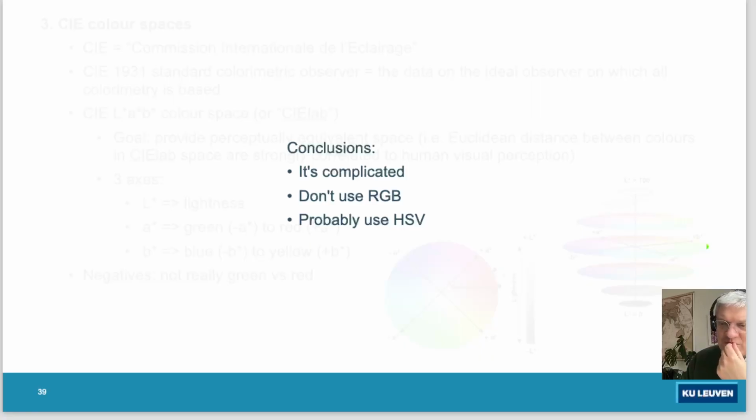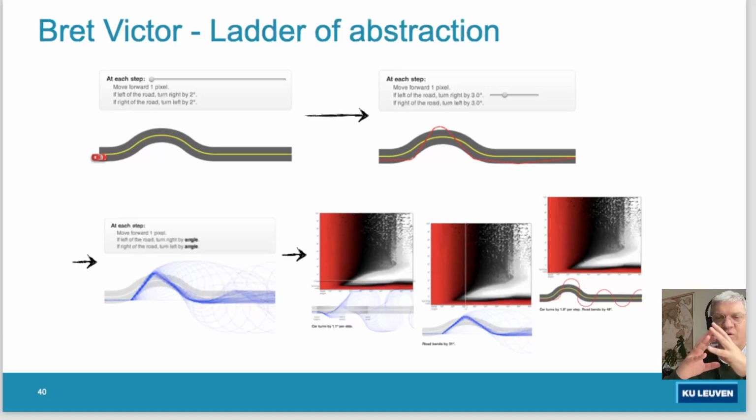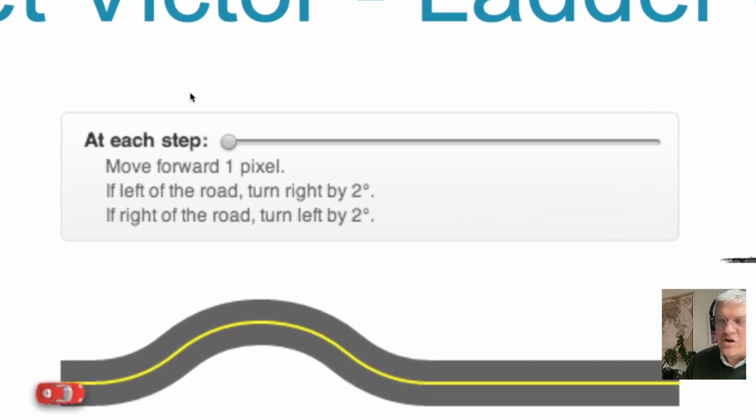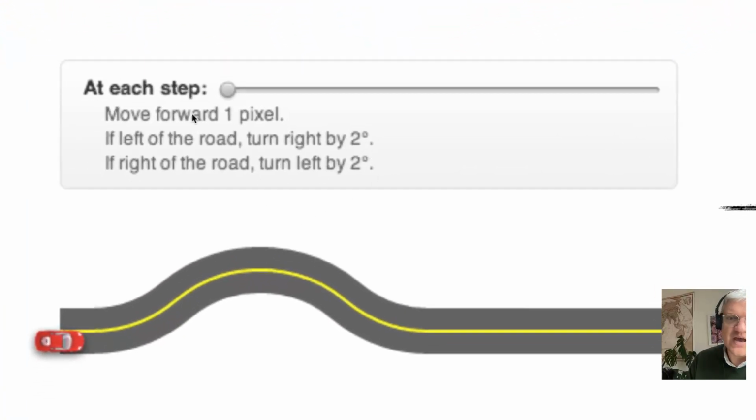Something else that I want to mention here is the abstraction layer. How abstract do we want our visualization to be? Let's look at this system, which is a car on a road. The car just drives straight on, and the moment it hits the curb, it will turn by 2 degrees. This is 2 here. I can zoom in. It will turn by 2 degrees.